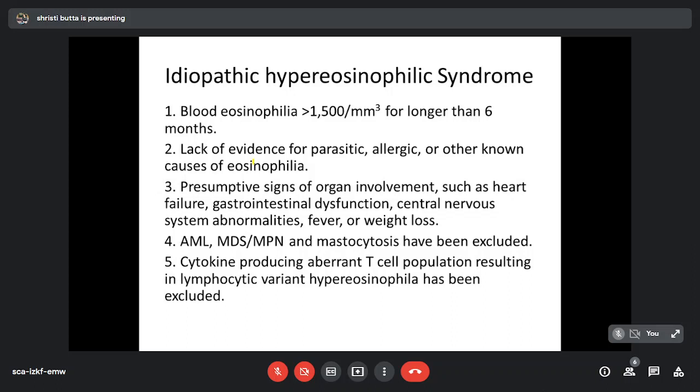Presumptive signs of organ involvement, such as heart failure, gastrointestinal dysfunction, central nervous system abnormalities, fever, or weight loss, are also present. AML, MDS, MPN, and mastocytosis have been excluded. Even a cytokine producing aberrant T cell population, which results in lymphocytic variant hypereosinophilia, has also been excluded. So if all of these criteria are met, then this condition is called idiopathic hypereosinophilic syndrome.